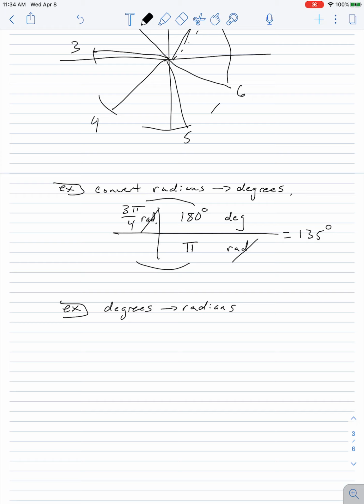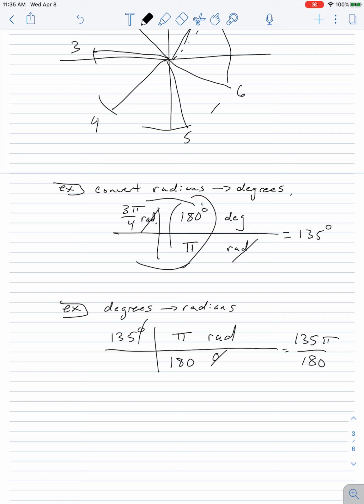So say I want to convert 135 degrees to radians. So I put degrees down here and radians up here so that the degrees cancel. And I have 180 degrees and pi. So I'm just flipping over this ratio from the previous problem. And multiply straight across: 135 pi over 180.